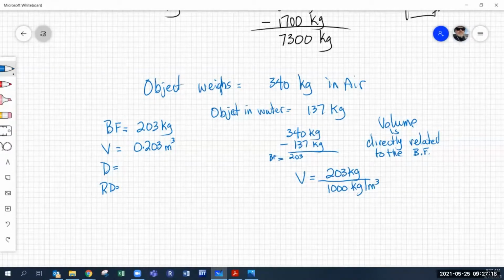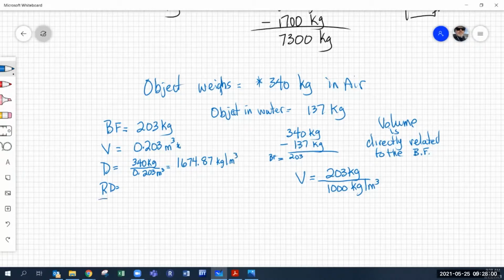Now that I have the volume and I have the mass of what it weighs in air, I can get the density. The density would be 340 kilograms, that's what its mass is, divided by the volume. Gives me my density, and that comes out to 1674. And there's the density of that object.